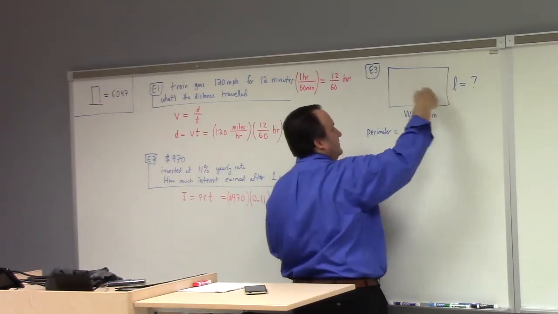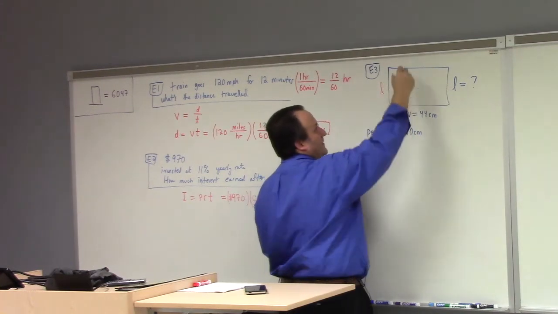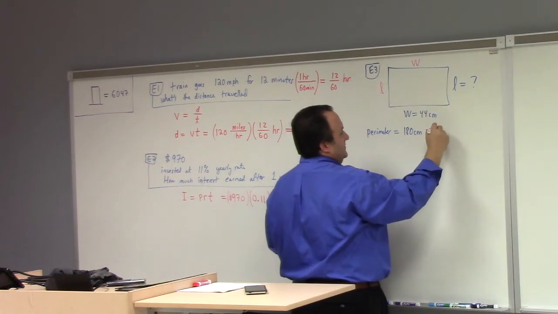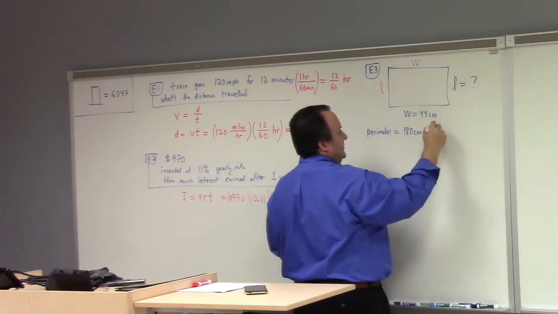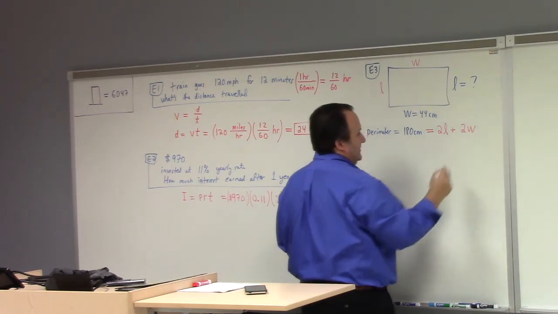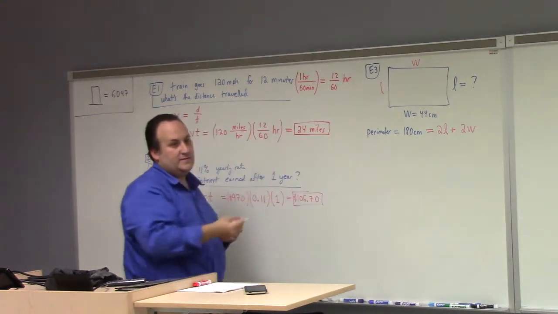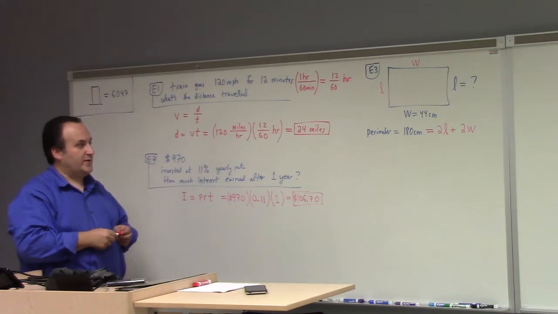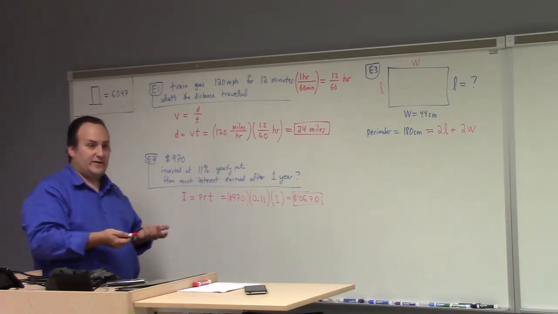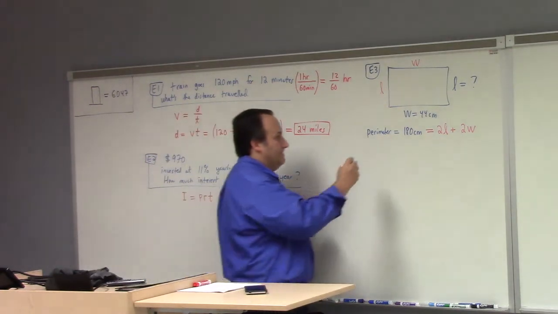So there's L here, there's L over here, and there's also W up here. What's the perimeter? The perimeter is L plus L plus W plus W. In other words, it's 2L plus 2W, right? It's the sum of the lengths around the edge of the rectangle. This is the perimeter. We're trying to find L, right? So solve for L. L is equal to what?